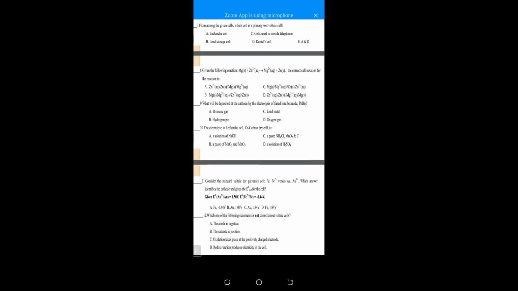Number 8. Given the following reaction, what is the correct cell notation for this reaction? Again, for cell notation, the setup is what? First write the anode.